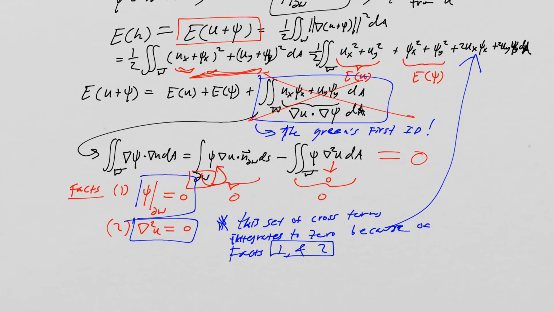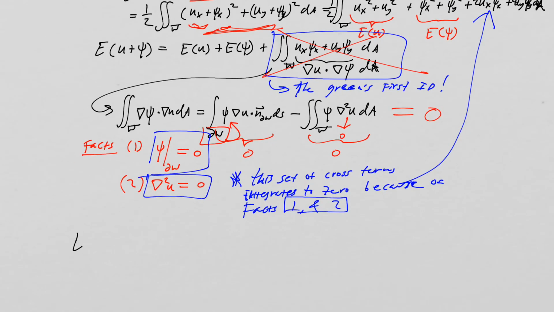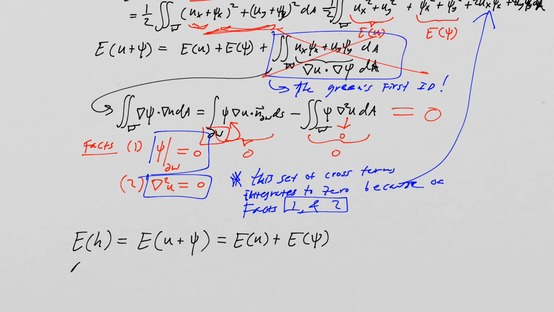Okay, so what that means altogether is that for E of h, this function whose energy we want to determine, if we break down h into u, the Laplacian solution, which is a unique function, plus psi, that correction term, we can then break the energy of h into two pieces. There's the energy from u itself, plus the energy from the correction term, or the deviation term there, right?